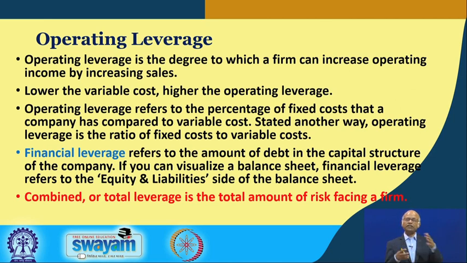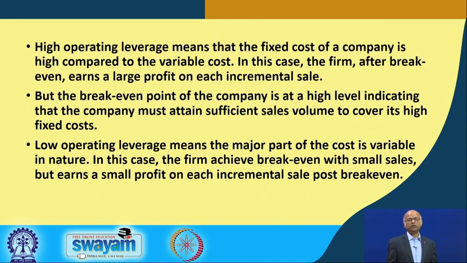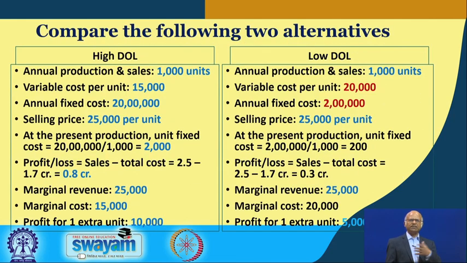So, debt to equity ratio will be 75 by 25, that means 3 is to 1. So, this will be referred to as a highly levered company, whereas if it is 1 is to 1 or lower, it will be less levered. Combined, they express the total risk perception on the company. High operating leverage means the fixed cost of a company is high compared to variable cost. We will discuss this in the next session in detail.